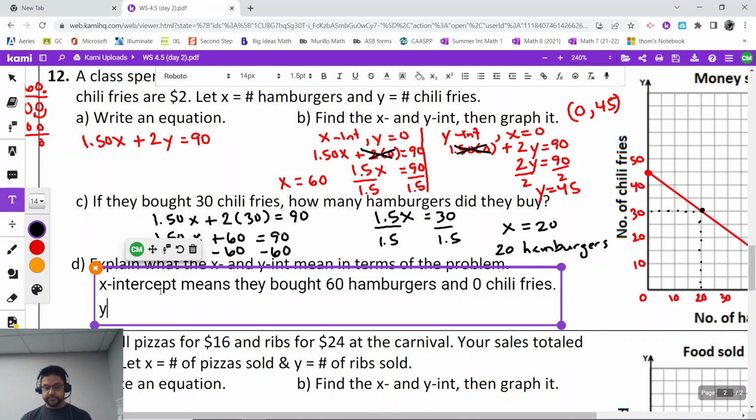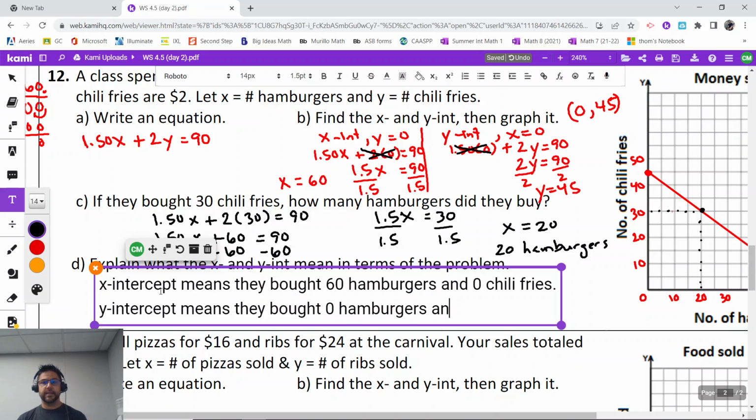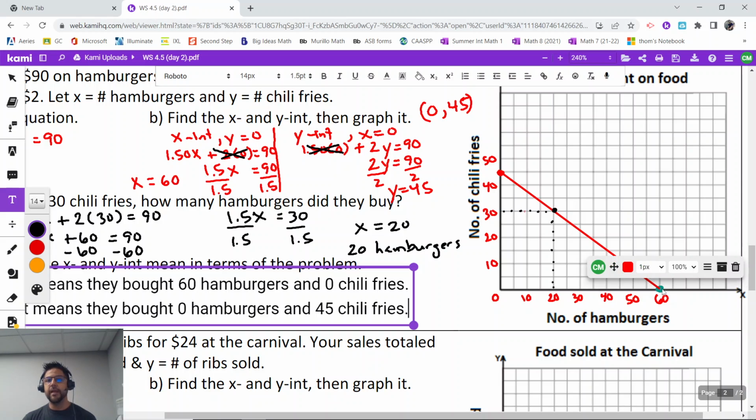So what does the y-intercept mean? Now the 0 is first, remember, on the y-intercept, so that means they bought 0 hamburgers and 45 chili fries. Now, most likely that's not what they're going to do, but again, that is the scenario. It's probably going to be somewhere in between, but we need to know again what the intercept actually means. And on the x-axis, when we plotted the point at 60, 0, that means 60 hamburgers, and it lines up with the 0 on the y-axis, which is 0 chili fries.